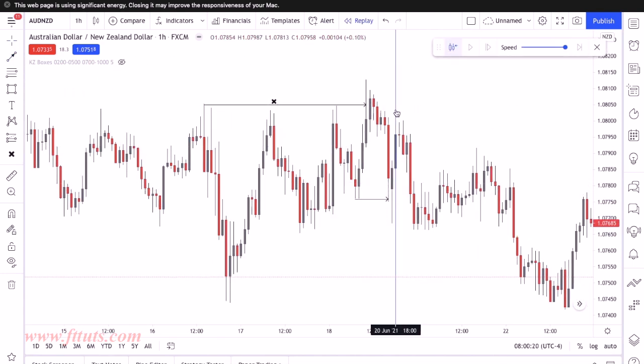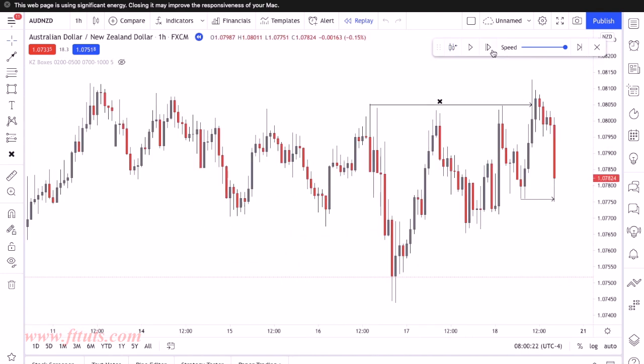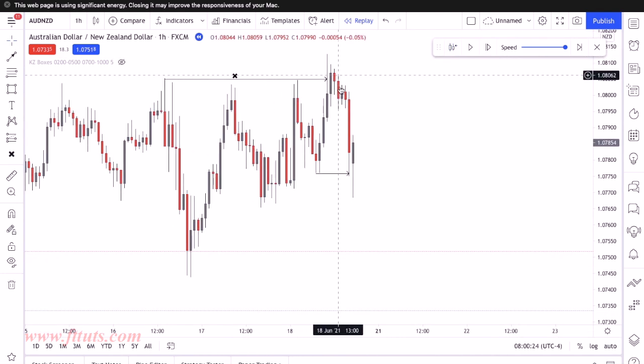So once I got that minor break of structure, I started to look for potential areas where I can sell off from. Now, what can we identify here, right? One, we can identify that this is imbalance, right? So we know price has to pull back to fill in that imbalance. But right before this imbalance, what can we see? This nice drop, base, drop, right?